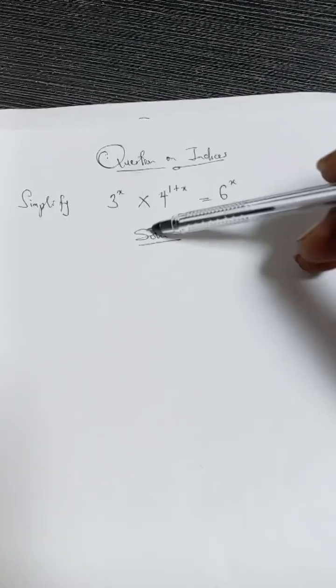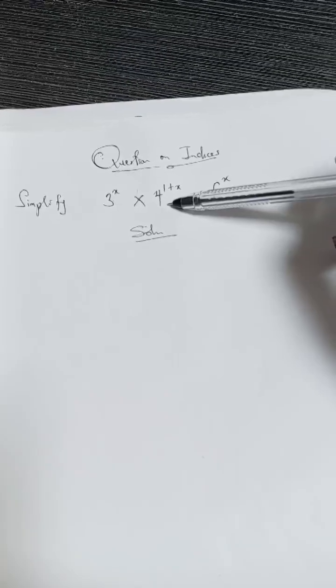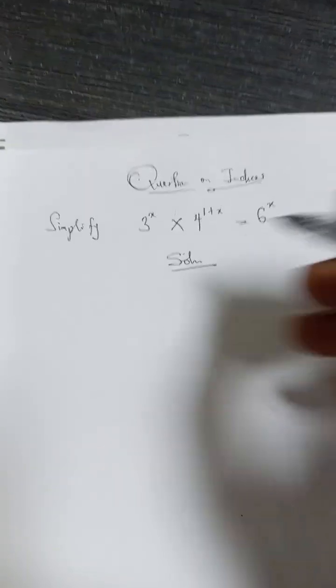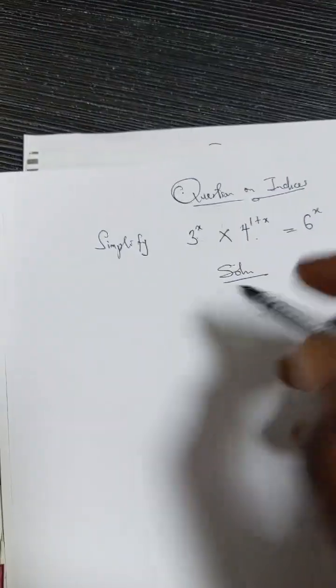Now look at this question we have: 3 raised power x times 4 raised power 1 plus x equals 6. Everything here is indices, but the problem is the indices here have different bases. The only thing common to all of them is x. x is on 3 raised to x, x is on 4 raised to 1 plus x, and x is on 6. Now, that's the way to start. It's a very simple solution.